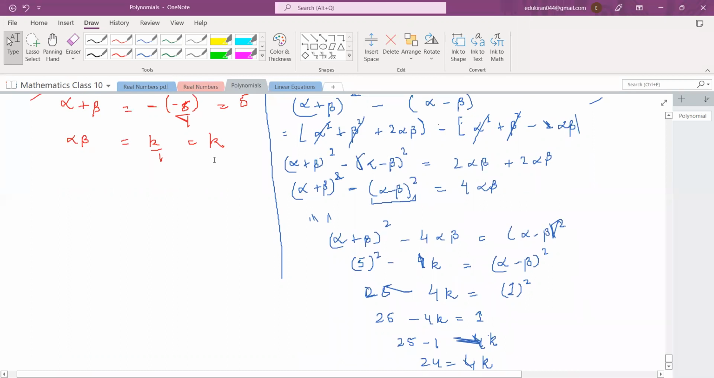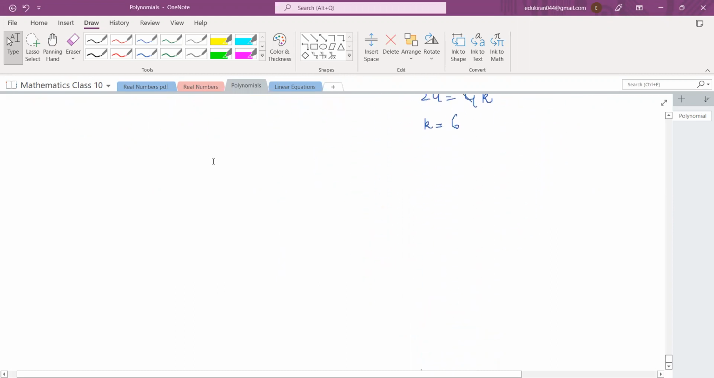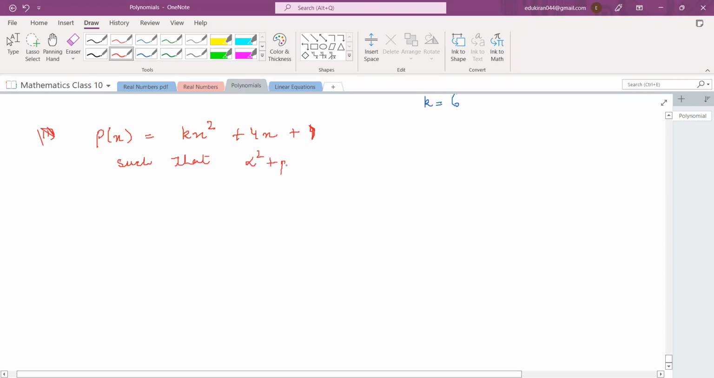Okay, next question, write down. All of you. If alpha and beta are the zeros of the quadratic polynomial, so this is the quadratic polynomial, p(x) is equal to kx square plus 4x plus 4, right? Such that, now the condition such that alpha square plus beta square is equal to 24. Find the value of k.